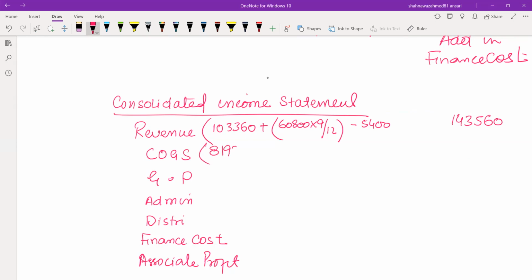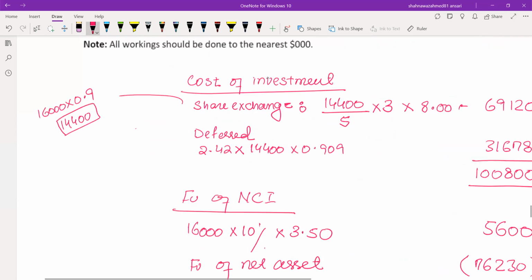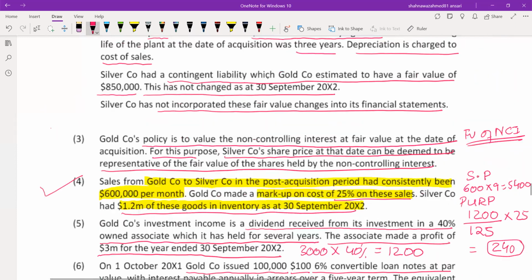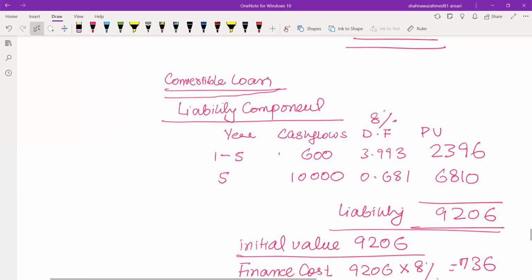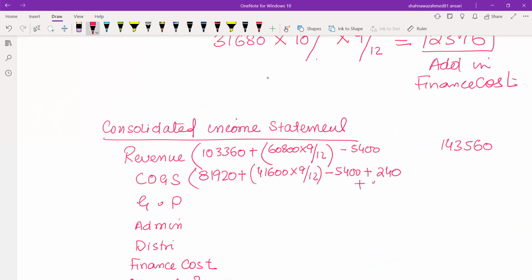Then we need to identify cost of goods sold. Parent's cost of goods sold 81920 plus subsidiary's cost of goods sold 9 by 12 minus 5,400. Unrealized profit 240, we have to add it back. And depreciation figure of fair value adjustment. Now see, we have fair value adjustment of plant. Let's see depreciation. 2600 divided by 3 into 9 by 12. So 650 is the depreciation. Add this depreciation in cost of goods sold. So it's 650.